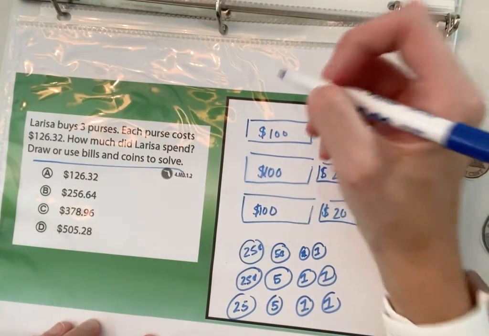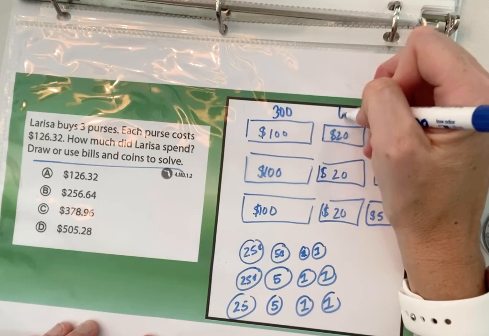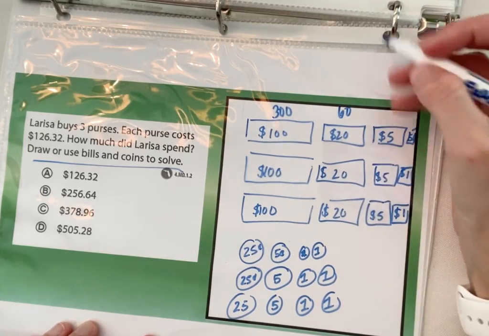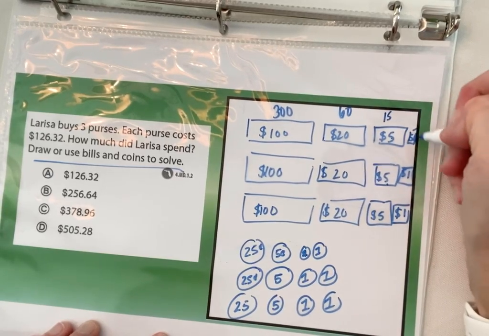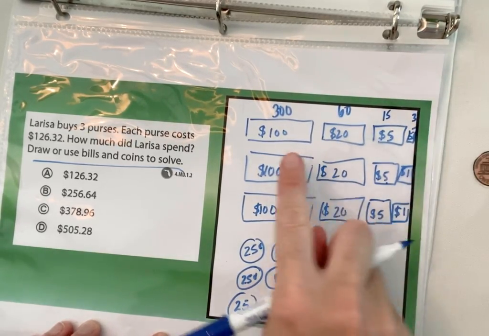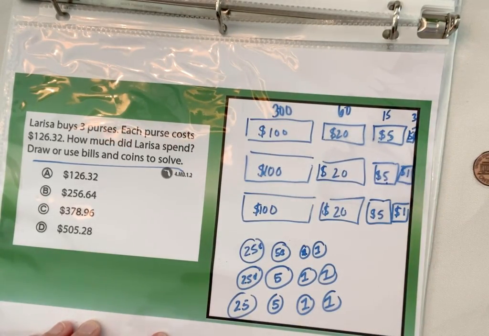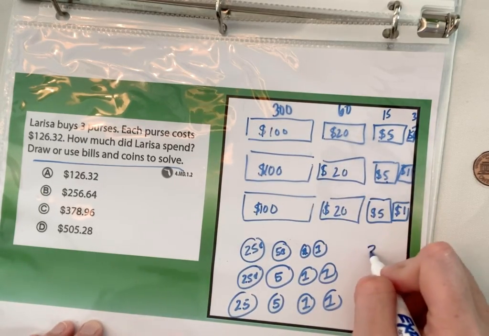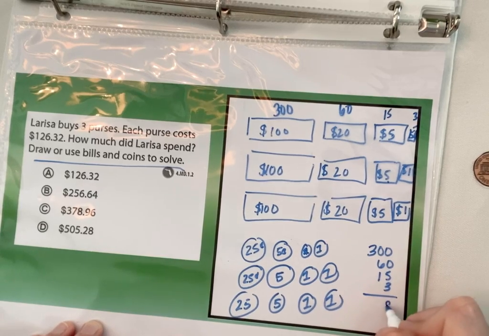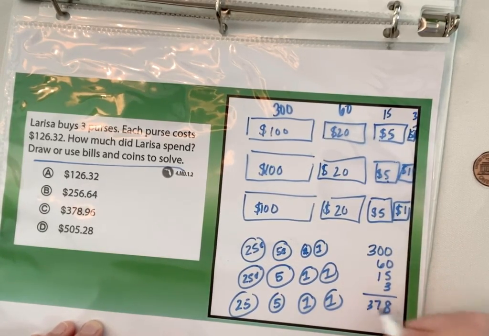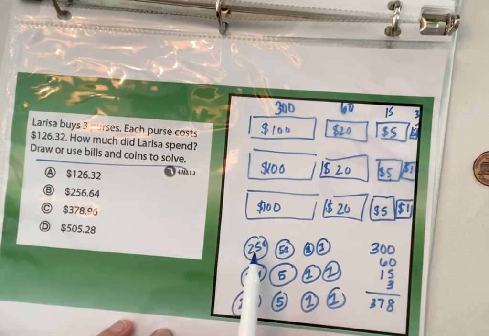So I would have 300, 60, 15, 3. 20, 40, 60. 5, 10, 15. 1, 2, $3. 300, and my coin stuck to my hand. 300 plus 60 plus 15 plus 3. $378. Let's add our change.